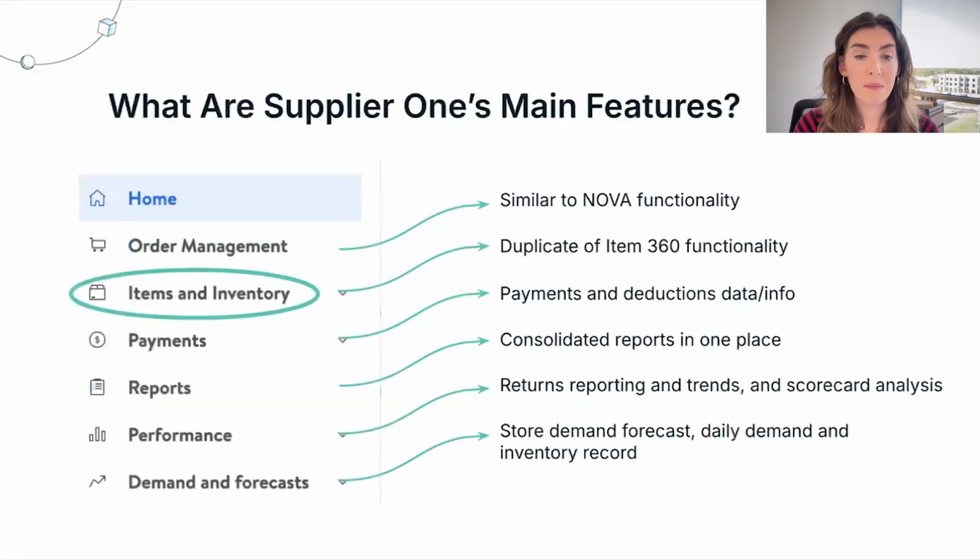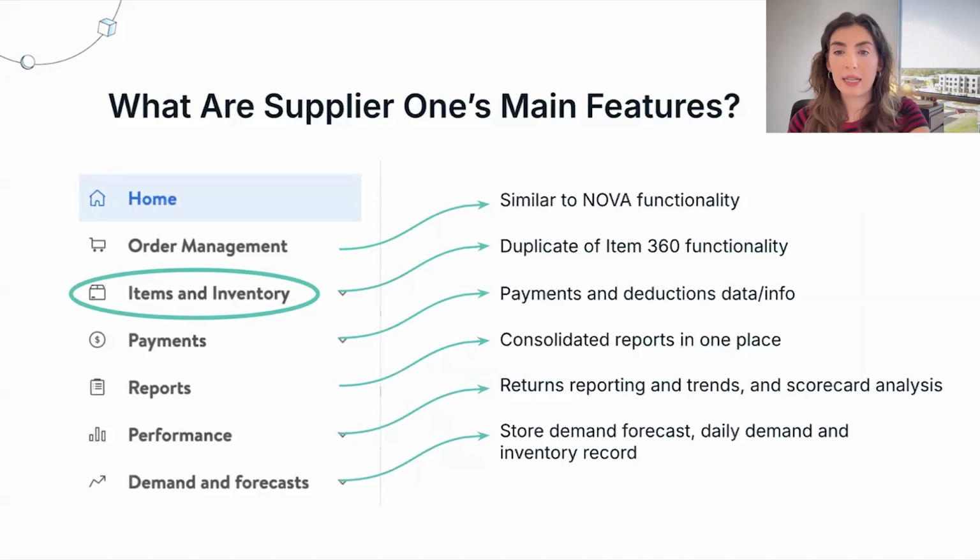All right, so what are some of the main features within Supplier One? First is order management. It's similar to Nova functionality, and I will pause here and say in the Walmart documentation, and I have it pulled up here just because I like to have the actual words that Walmart said. They have in their FAQs, will Supplier One eventually be used instead of Nova? And what it says directly is that suppliers will continue to use Nova functionality at this time.